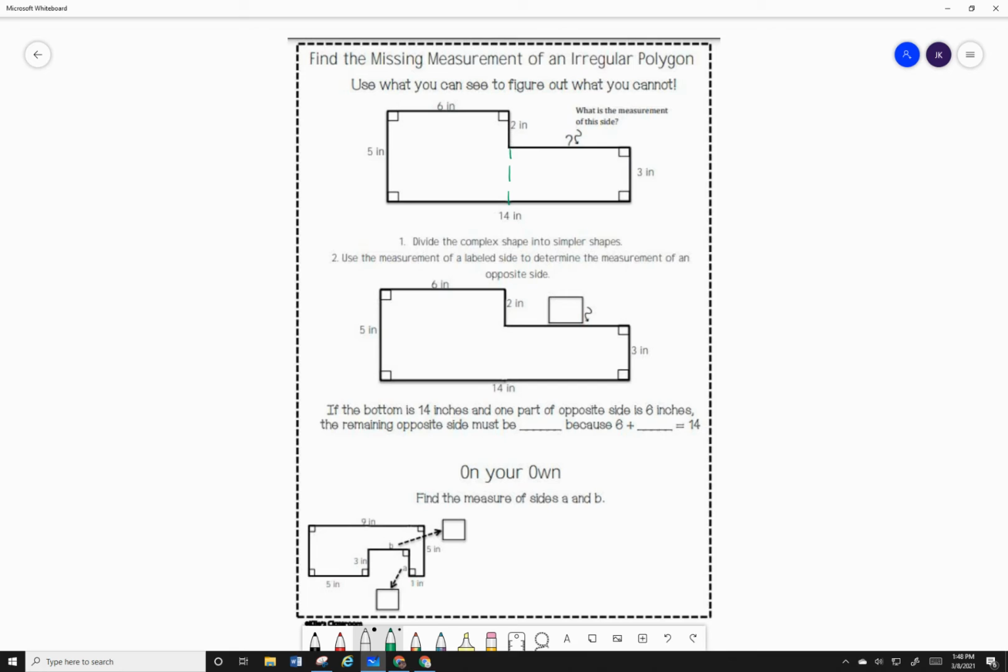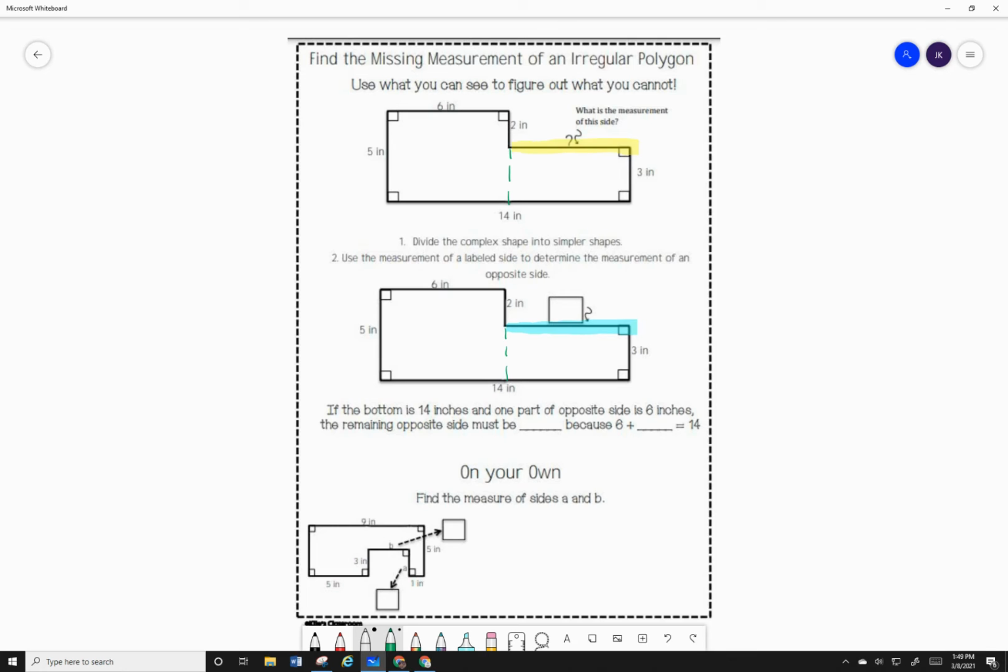There we go. So I have this side here that I don't have a measurement for. And then I have this side, I have sides that match it that I do have measurements for. So I'm going to use what I know from other parts of this polygon in order to identify the side that I don't know. So we're going to do that work down here. This is the side I'm going to be looking for, and in order to find that measurement, I'm going to use what I have.